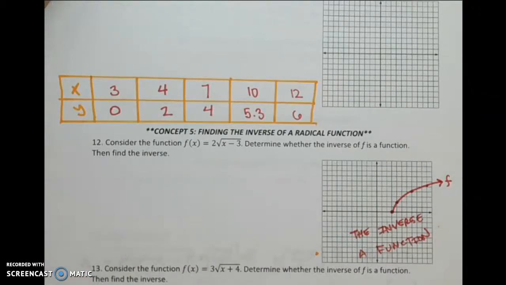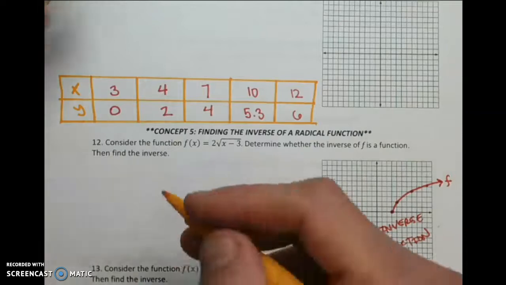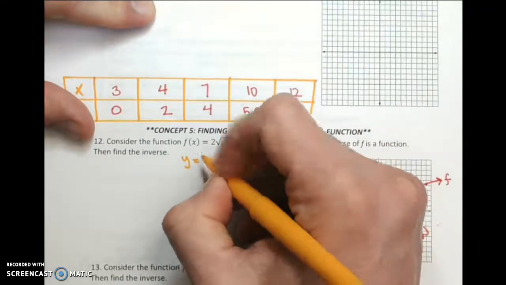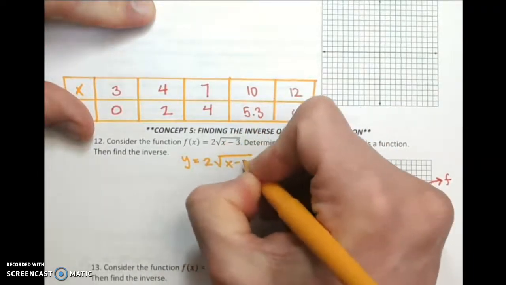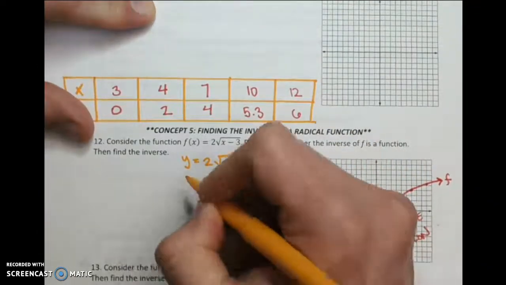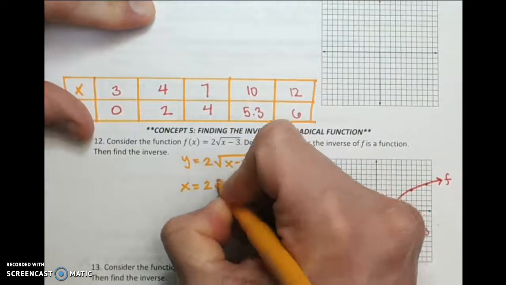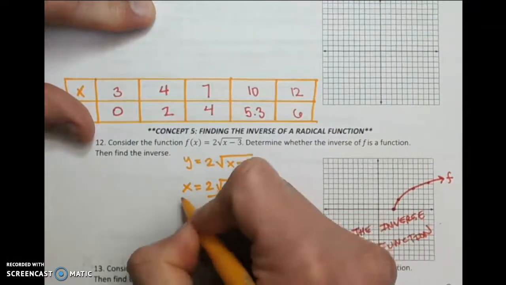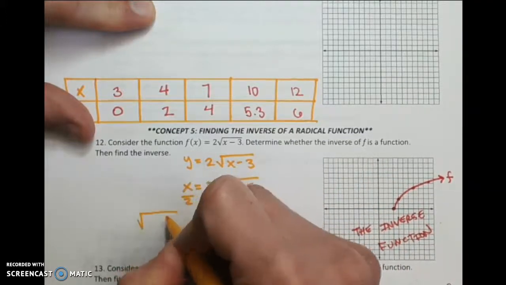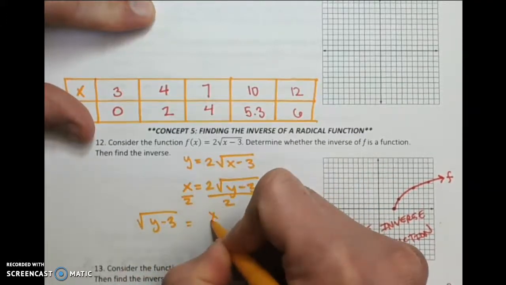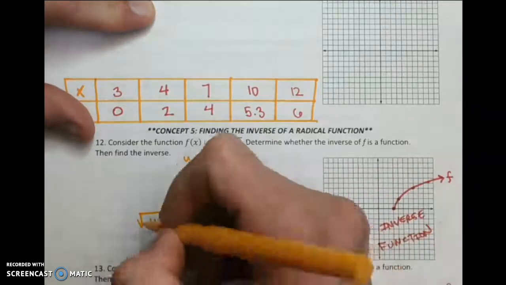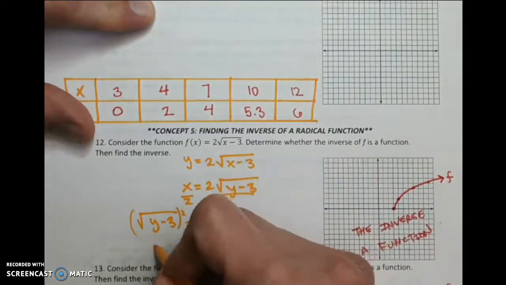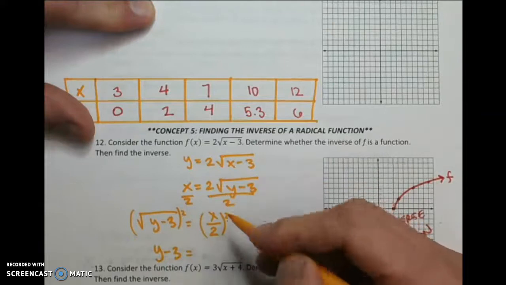Alright, so I'm just going to go ahead and use a different color, but basically, again, I'm going to replace f of x with y, so y equals 2 times the square root of x minus 3. Now I'm going to flip the order of the x and y. And I'm going to start by dividing everything by 2. Now I get the square root of y minus 3 equals x over 2. I'm going to square both sides of the equation, leaving me with just the quantity of y minus 3. I'm going to take x squared.